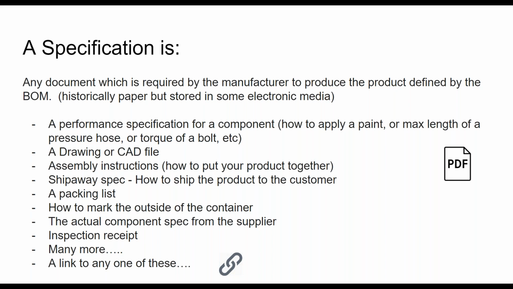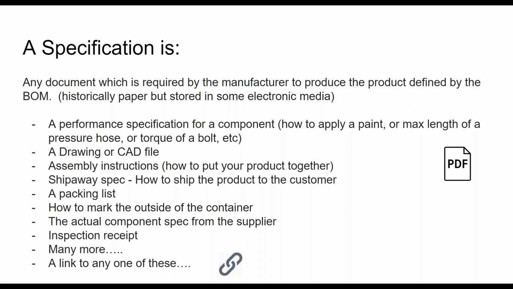And I just built this basically from my own experience as an engineer. I've found that, of course, the typical things are various performance specs, how to apply some paint, or the torque, a list of torque values for fasteners and things. And of course, drawings from CAD, if those things exist, how to put our product together or how to ship it to the customer. That's always important, especially if you're shipping overseas, and what the packaging might need to look like.